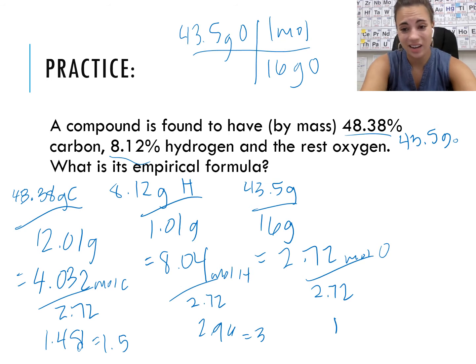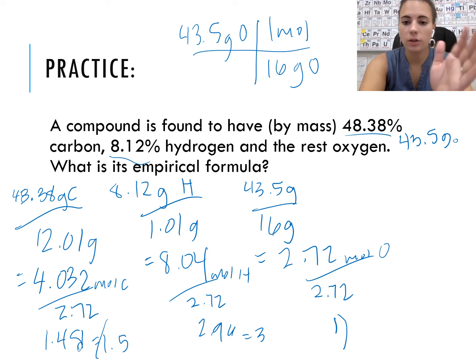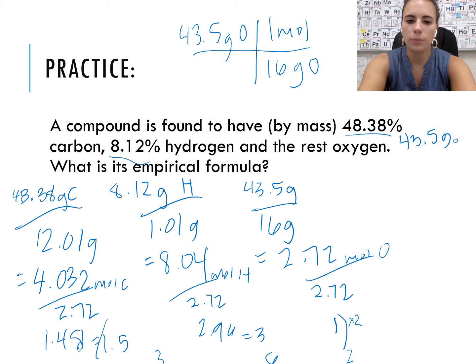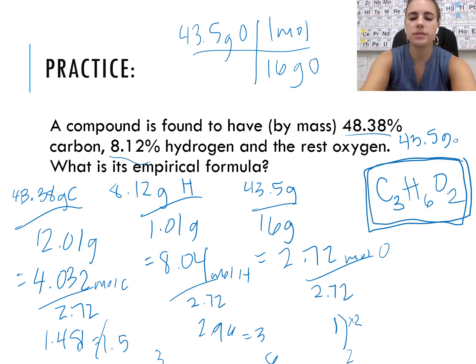Now I can't have half an atom, right? So what I do is I multiply in order to get the lowest reduced number of whole numbers. So 1.5, of course, times 2 is equal to 3. So my numbers are 3, 6, and 2 when I multiply throughout by 2. So my final empirical formula is C3H6O2. And we can check our work because this is absolutely the lowest reduced ratio. I can't divide 3, 6, and 2 by anything and get a whole number.